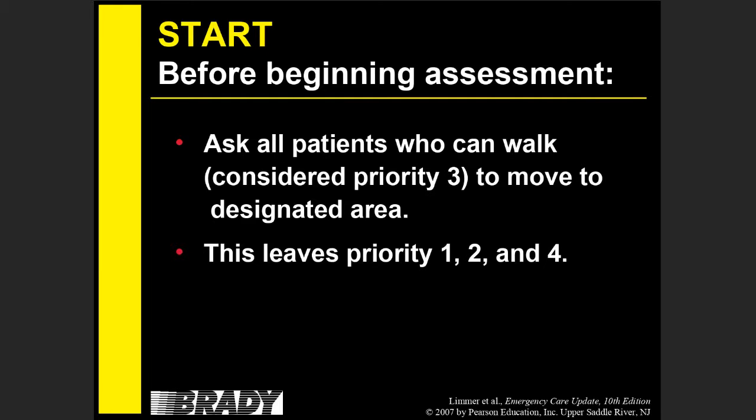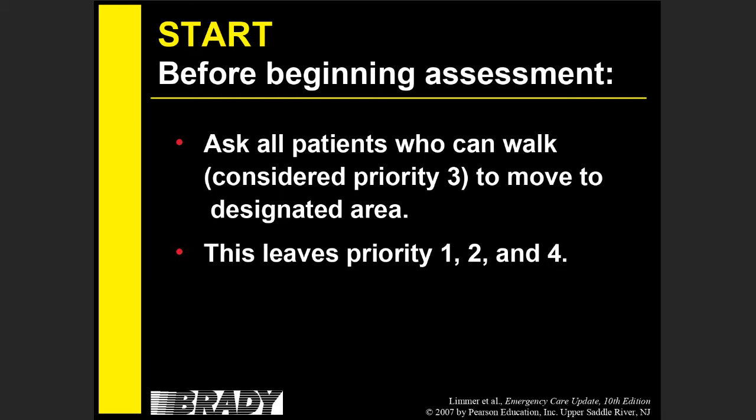So before starting, as we talked about before, any patient who can walk, have them get up and move to a designated area, whether it's next door's parking lot, across the street, in front of a store or a schoolyard, whatever. Anybody who can get up and walk and follow your commands is automatically considered priority 3, your lowest priority. Move them over, get them out of the way. Maybe you can even get some of them to help you out with simple treatment.